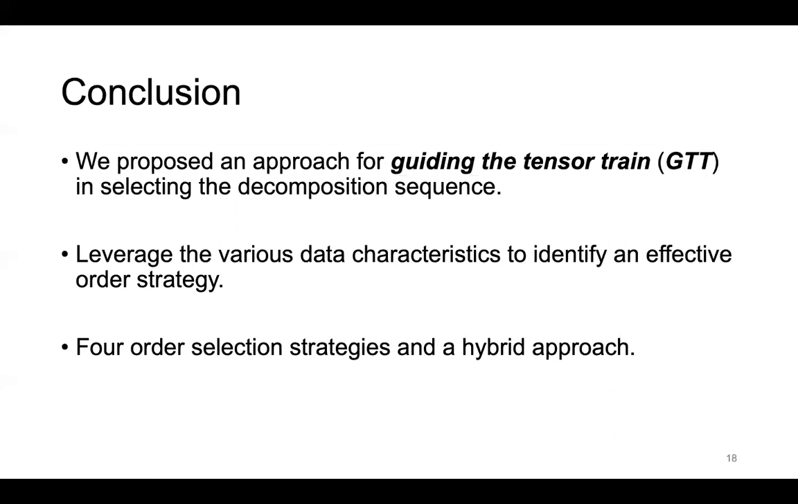So the conclusion is that we proposed an approach for guiding the tensor train in selecting the decomposition sequence. So basically, we leverage various data features to identify an effective order strategy, like the number of parameters, the mutual information, and the entropy. And based on that, we propose 4 order selection strategies, and we even propose a hybrid approach to combine all of them to achieve better decomposition selection.